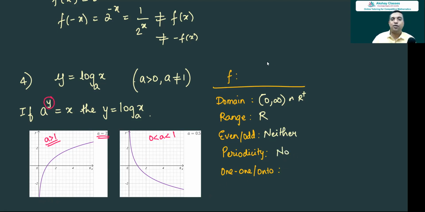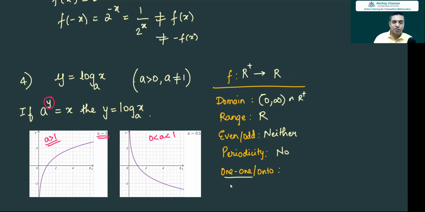Is it 1-1 or onto? Now how should we define f such that it becomes 1-1 and onto? How should we define f? f maps R plus to R plus, R plus to R. Very good. If f maps R plus to R, then this becomes both 1-1 and onto.